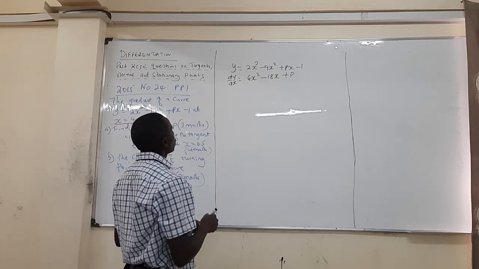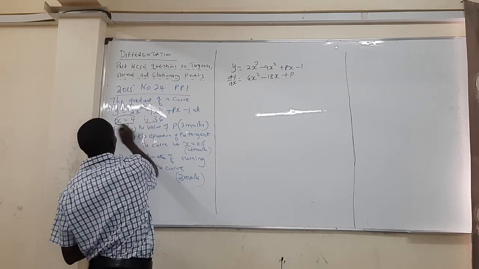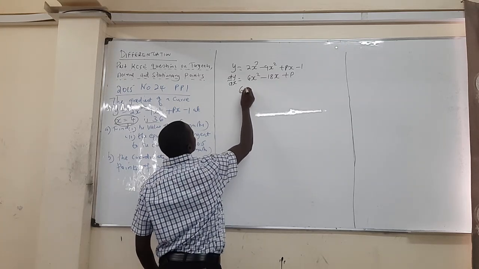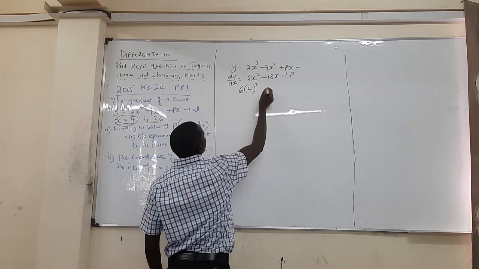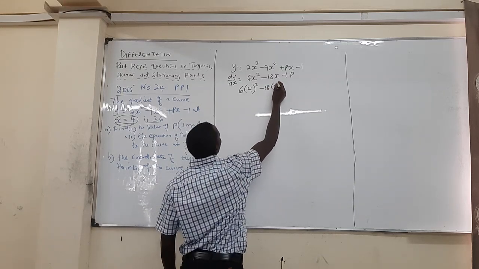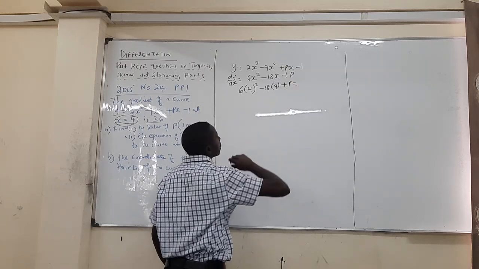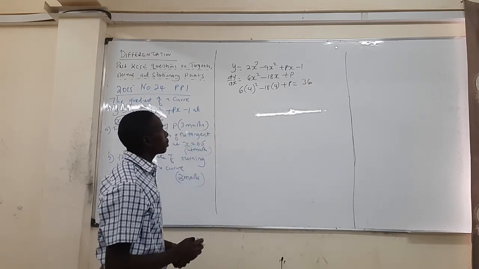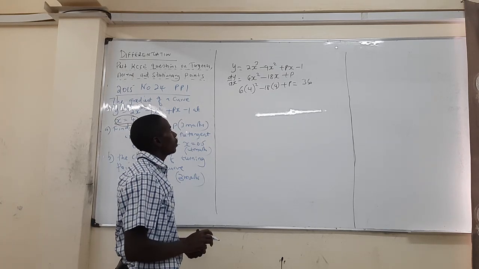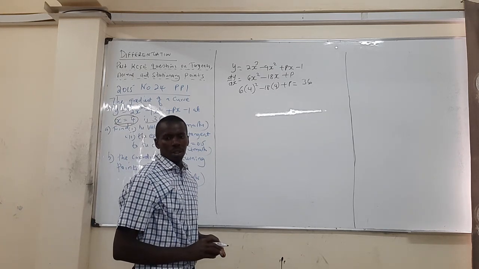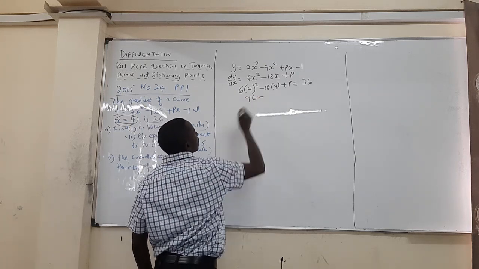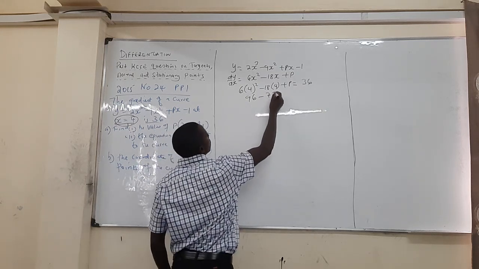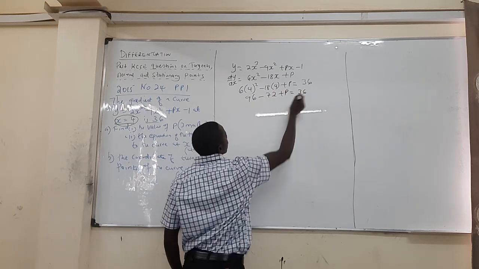So once we get the gradient function, we just use our x being 4. We substitute the values of x. So we have 6 times 4 squared minus 18 times 4 plus p. This is going to give us our gradient, which is equal to minus 36. So 6 times 4 squared is going to be 96. Then minus 18 times 4 is going to be minus 72. Then plus p, giving us minus 36.